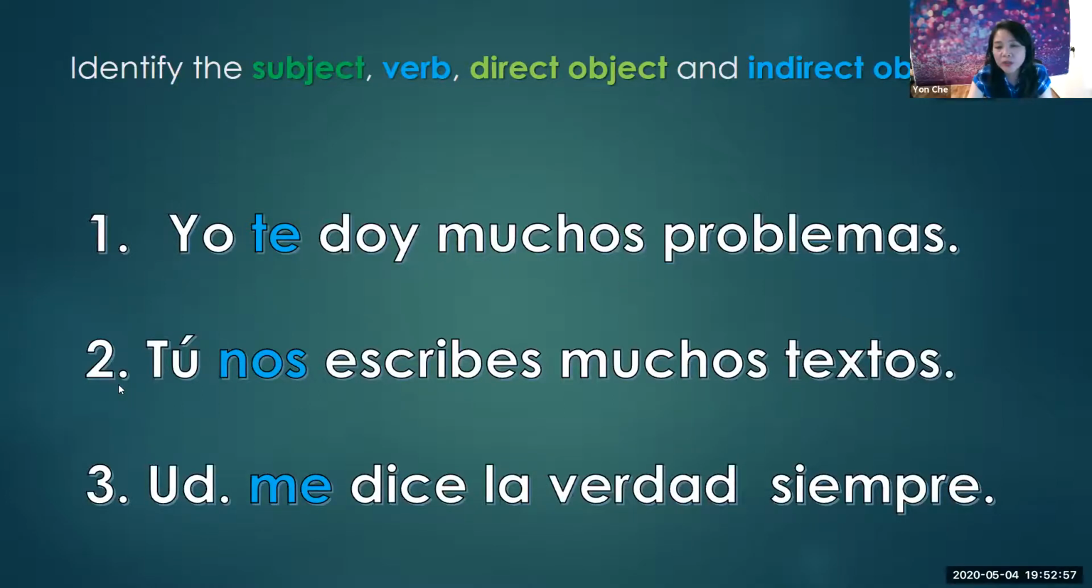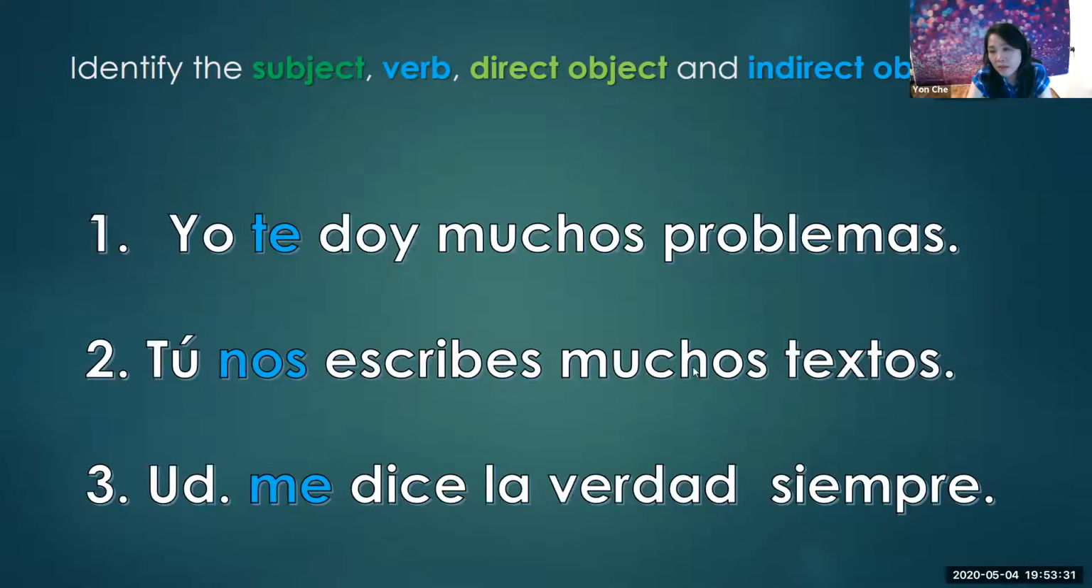Okay, let's do number two. Let's do it quickly. What is the subject? Ask who. Who's writing many text messages? You, tú. And remember, in Spanish, you can omit tú. You can say, nos escribes muchos textos without tú in there, and that is a perfectly grammatical sentence. That doesn't mean that the subject doesn't exist. It's still there. How do you know? You look at the verb, and it'll tell you, oh, escribes is tú escribes. So the subject is tú.